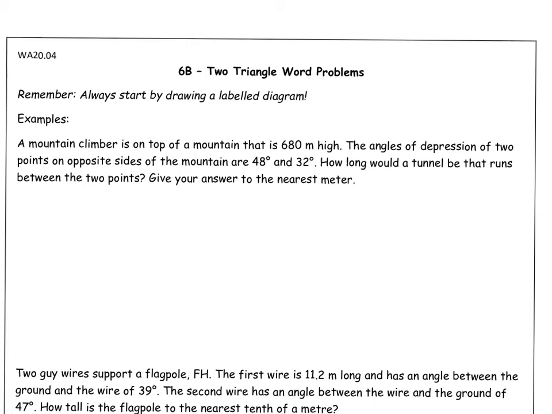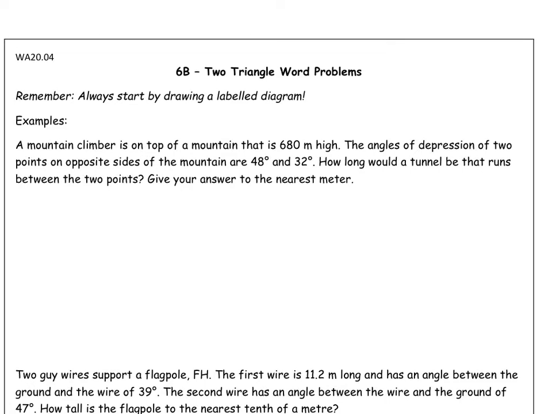Okay, now that you've had a chance to practice on two triangle diagrams, we're going to go into some word problems. So again, you always want to make sure that you're drawing a well-labeled diagram. So this first one, we have a mountain climber who's on top of a mountain that is 680 meters high. The angles of depression to 2 points on opposite sides of the mountain are 48 and 32 degrees. And how long would a tunnel be that runs between the 2 points?